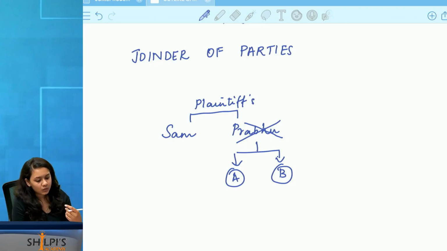Okay. Now there may be a chance where, so this example is over, I am now moving on to the second example.